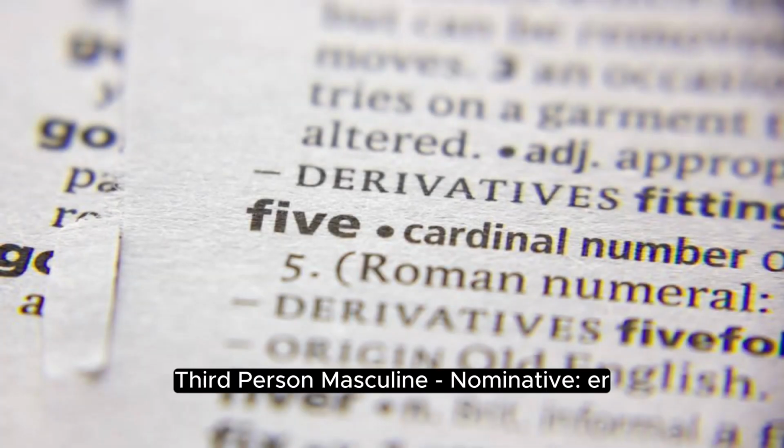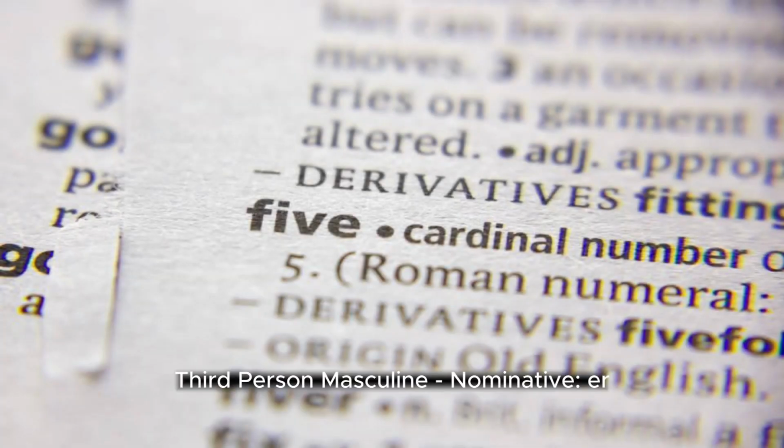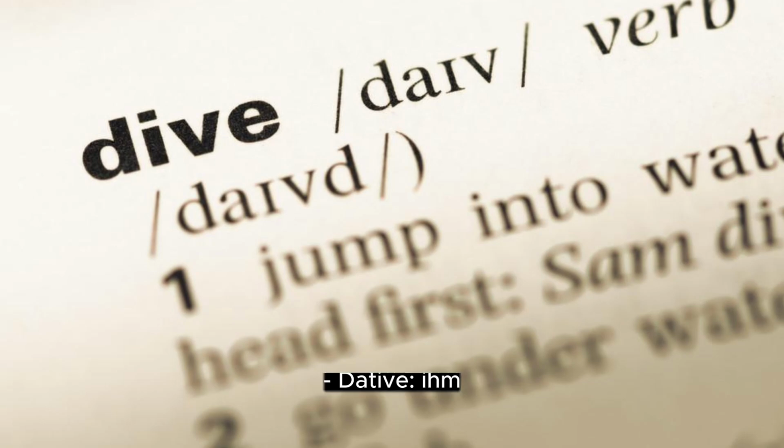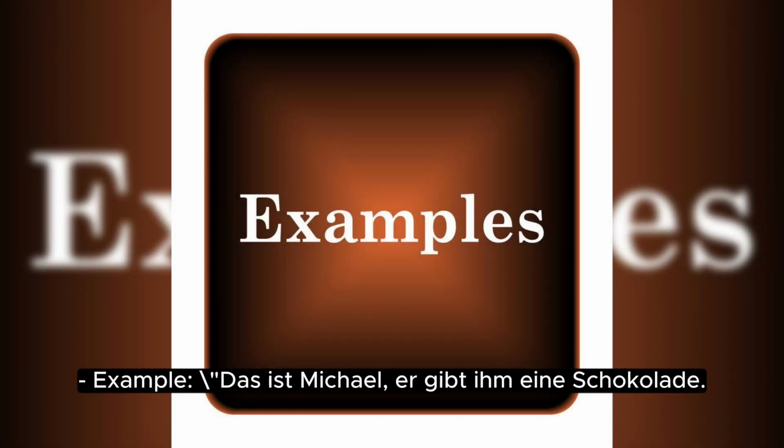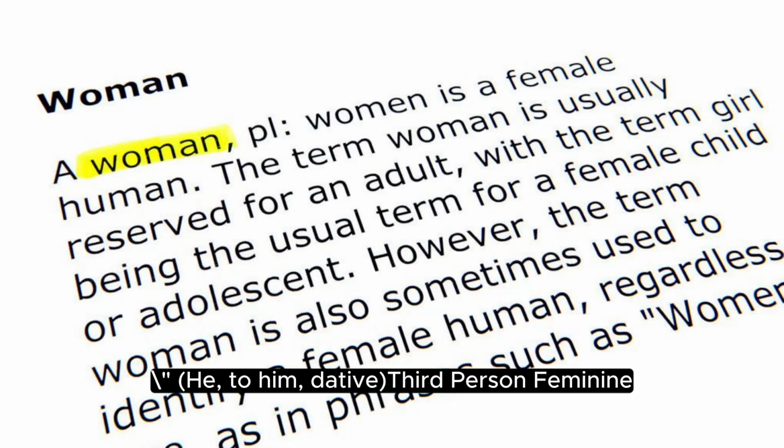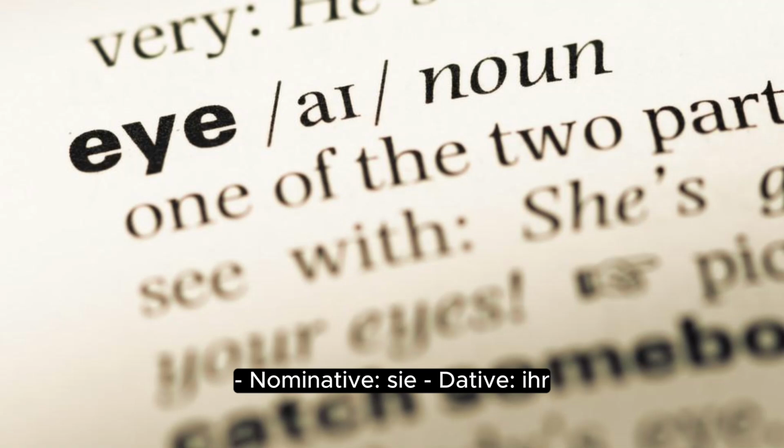Third person masculine, nominative, er. Dative, ihm. Example, Das ist Michael, sie gibt ihm ein Kleid. He, to him. Dative.